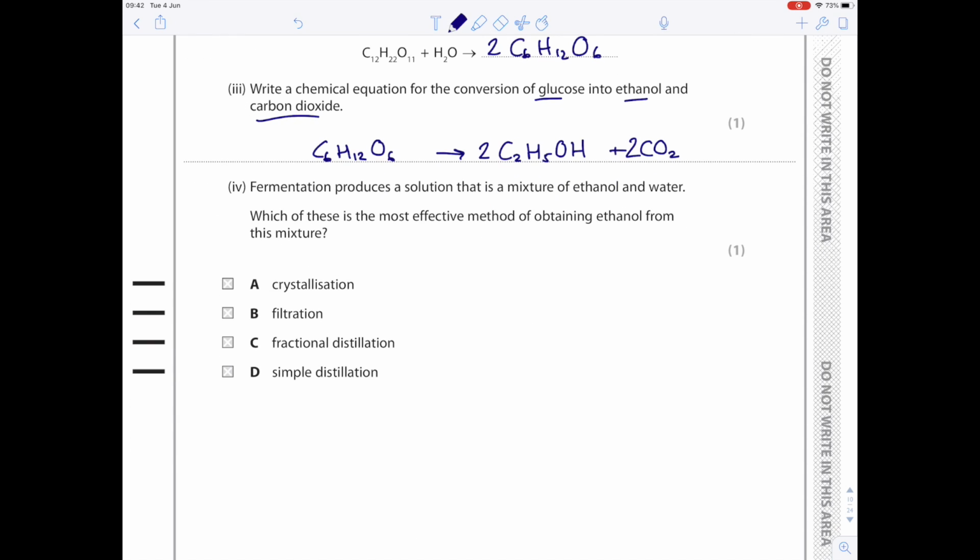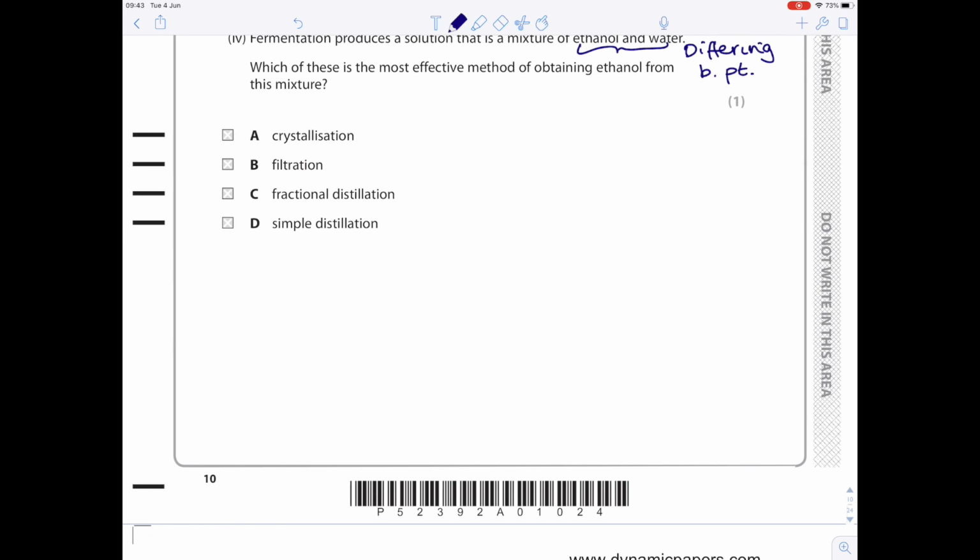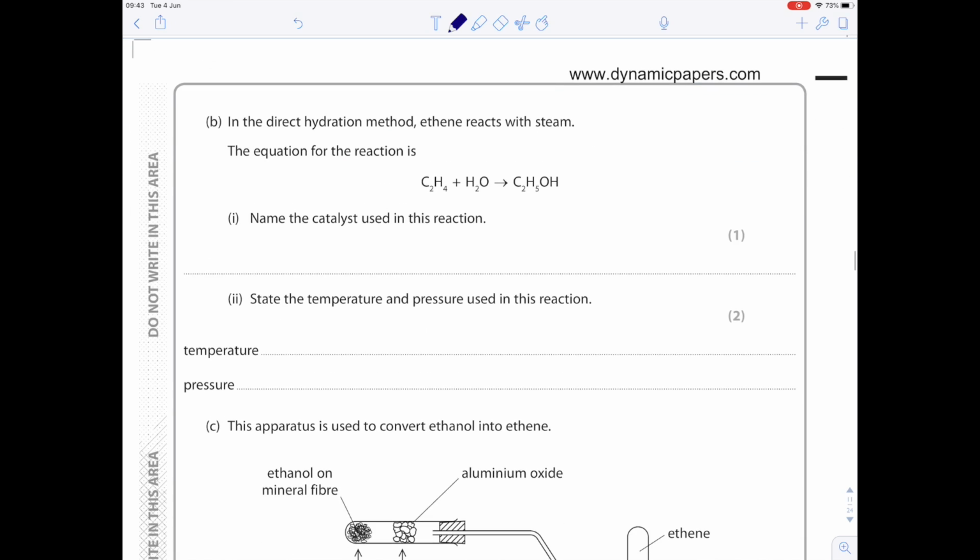Yeah, it's done. Fermentation produces a solution that is a mixture of ethanol and water. Which of these is the most effective method of obtaining ethanol from the mixture? So notice that these have differing boiling points. Ethanol has a boiling point of 78 degrees Celsius. Water is obviously 100, so we're going to use fractional distillation in order to separate them, because remember, fractional distillation is used to separate liquids of different boiling points.